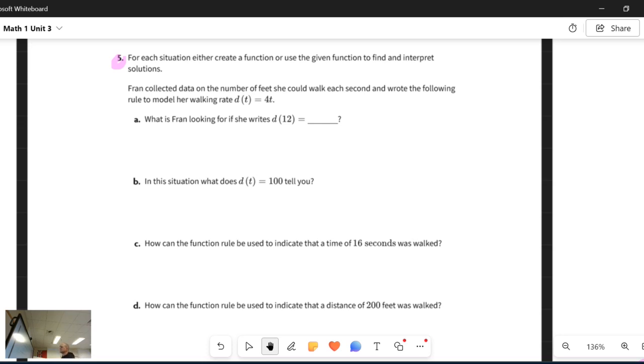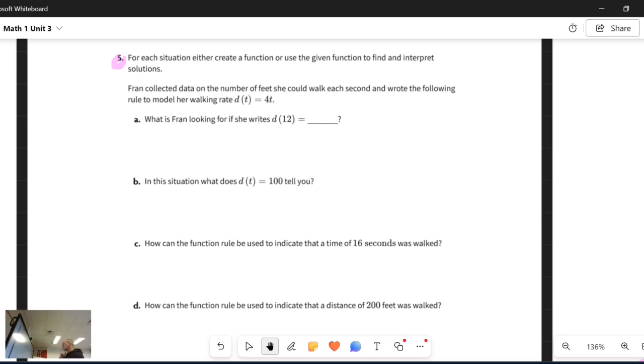In part B, it's asking, in this situation, what does d of t equaling 100 tell you? What that's telling you is it's asking how long did it take her to walk 100 feet? And so we could go through and solve that and say, all right, well, we put in 100 there and we try to solve for what that time is going to be. So that becomes 100 equals 4t. You could divide by 4 and t is equal to 25. So in 25 seconds, she's going to walk 100 feet.